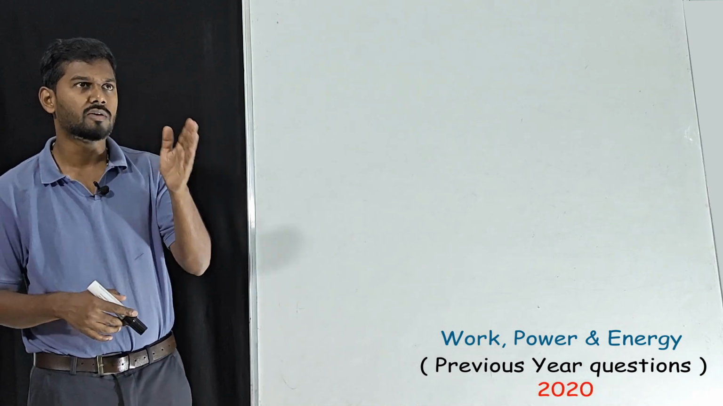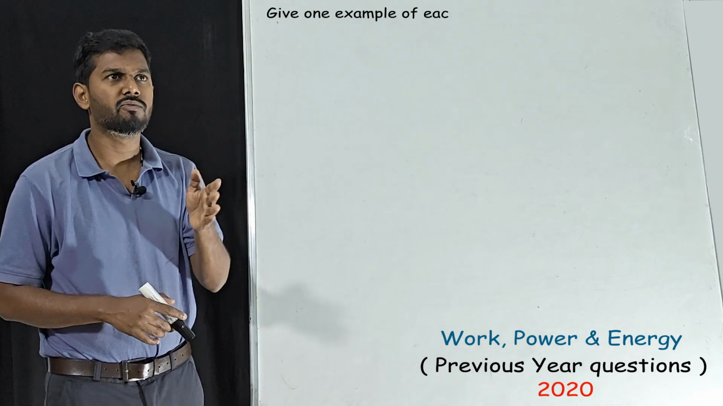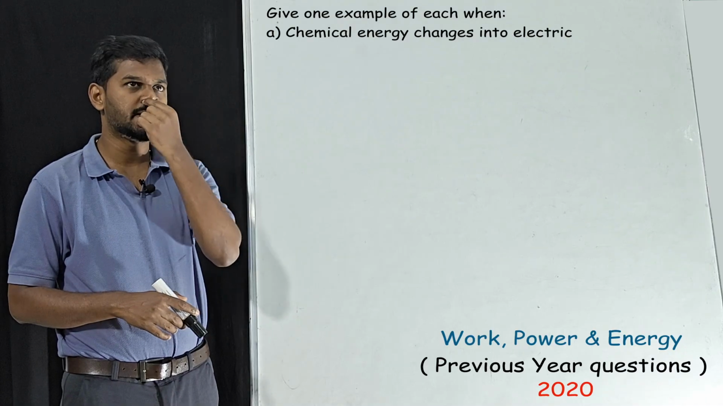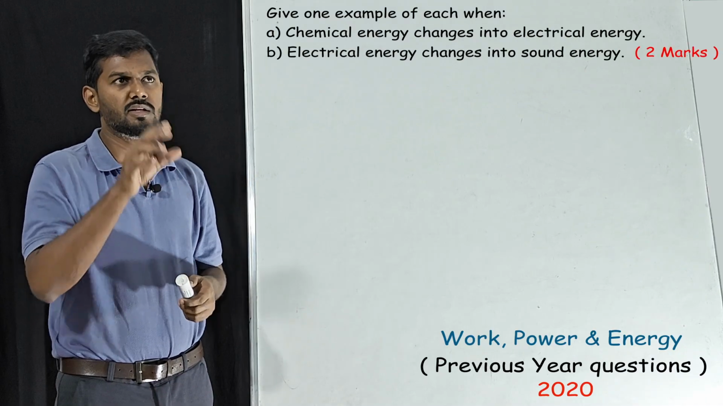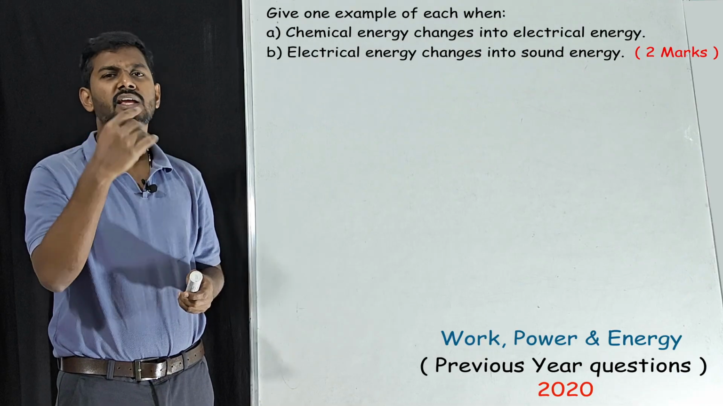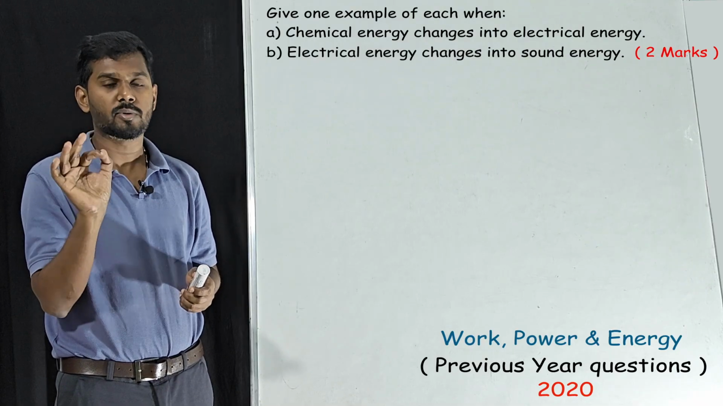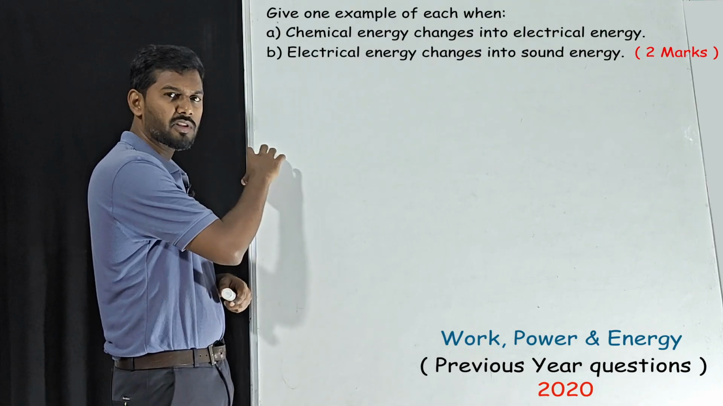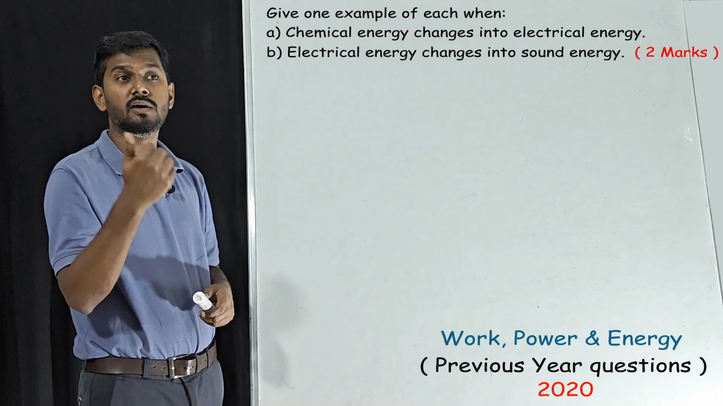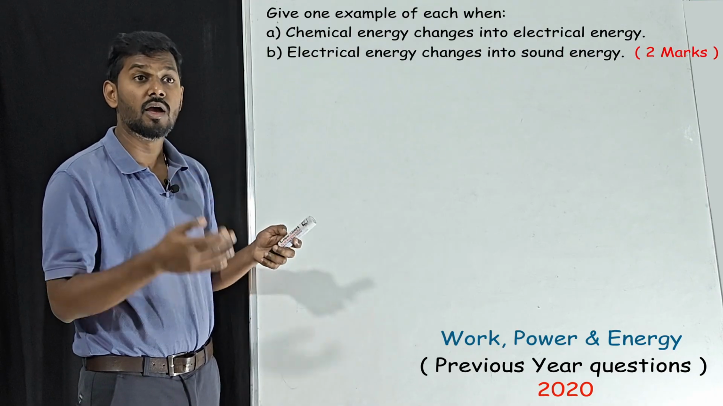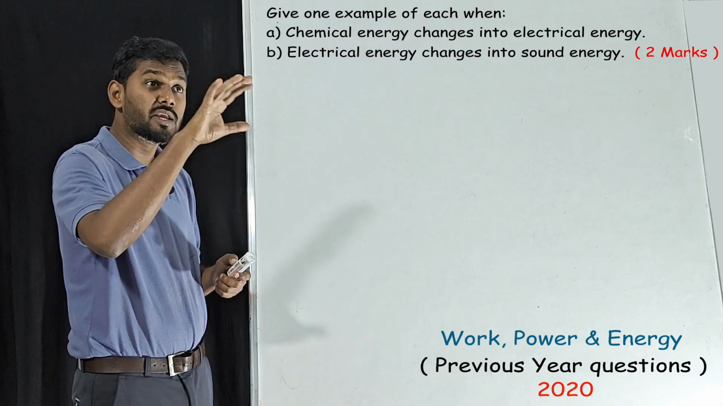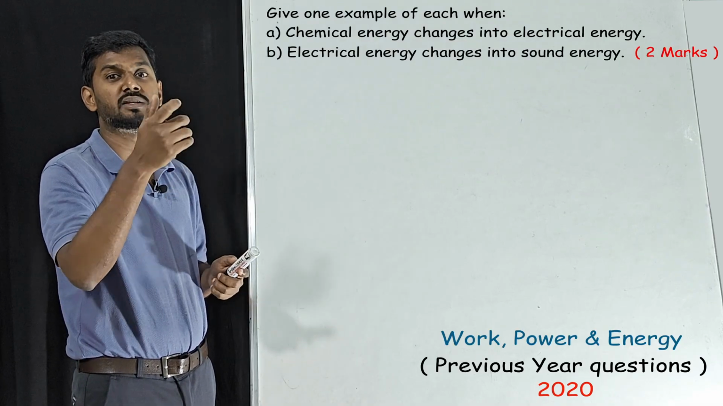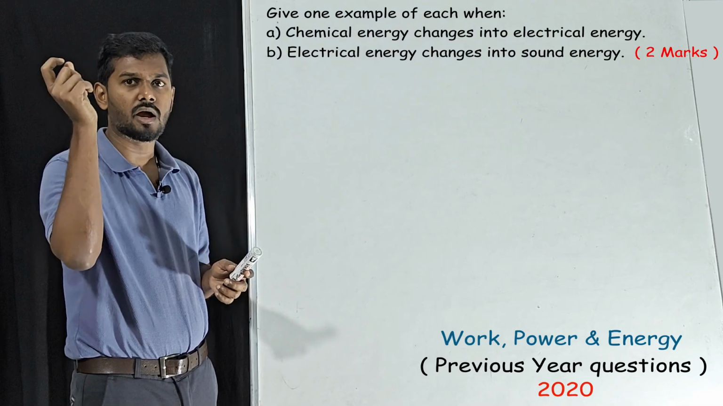Now we'll move on to 2020. Give one example of each one. Chemical energy changes into electrical energy, electrical energy changes into sound energy. See, for this question you can give any example. It should be proper, appropriate. And there is no rule that whatever examples I give, you have to give the same thing. In the exam the questions are not going to repeat, so here we are going to get the knowledge of how to answer the questions, then you can answer accordingly.